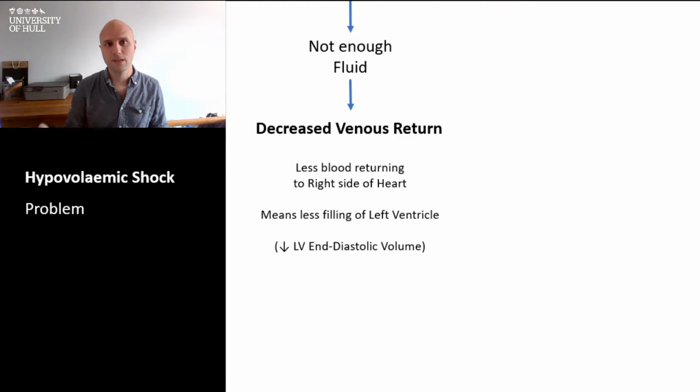So we said that there's not enough fluid in the system. But thinking about it more technically, what we're really talking about is a decrease in venous return. So there's less fluid coming back to the heart. There's less fluid coming back to the right side of the heart, and therefore less fluid coming to the left ventricle. And this will have a huge impact on your cardiac output and your stroke volume.